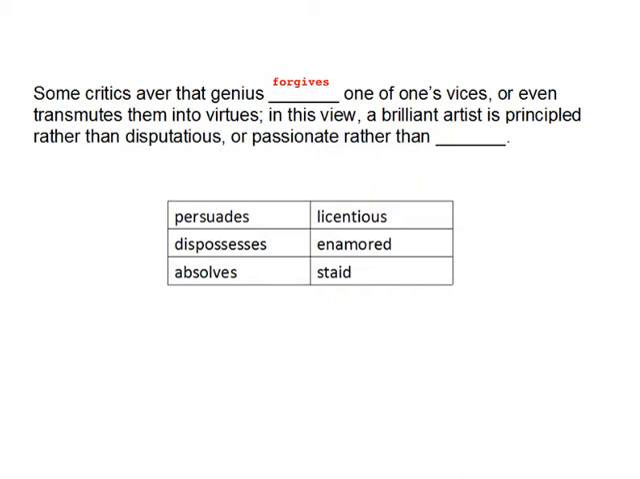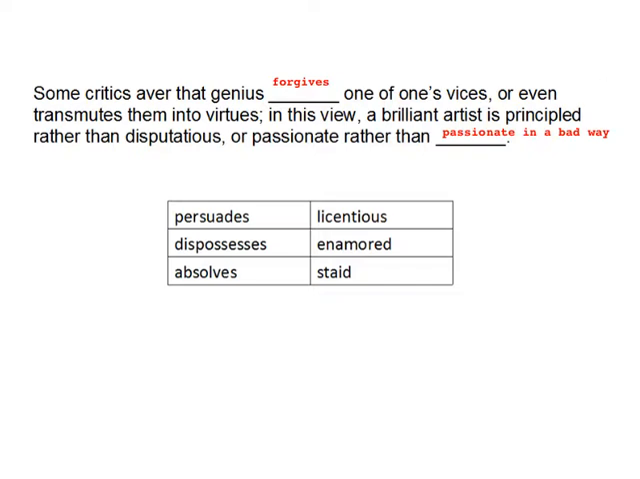In this view, a brilliant artist is principled rather than disputatious, or passionate rather than. Now, what would be the negative way of saying passionate? I can't really think of it off the top of my head, so I could just write passionate in a bad way. Notice this recycling with the new added spin that I need. A good thing rather than a bad thing. Passionate rather than passionate in a bad way.